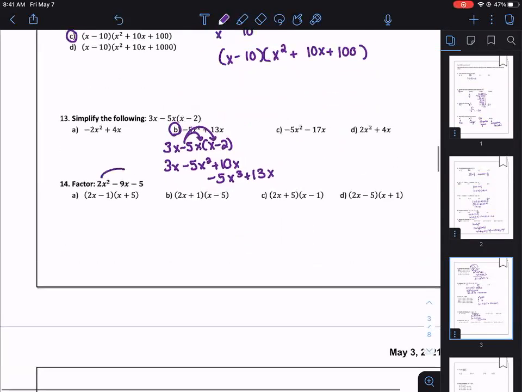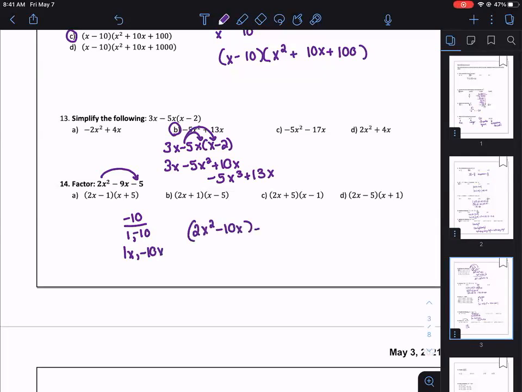Here you will use your AC method after checking for GCF, so -10. Factors of -10 that add to -9 are going to be -10 and +1. So we will use a 1x and a -10x to expand our middle term. I like to put the -10 with the 2x squared and then the 1x with the 5.